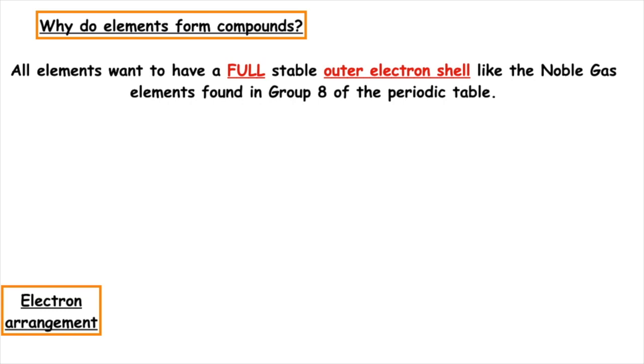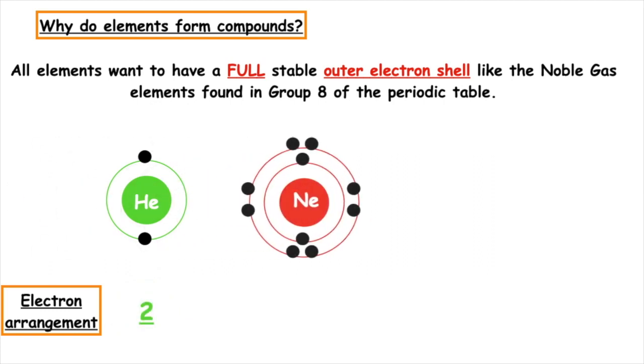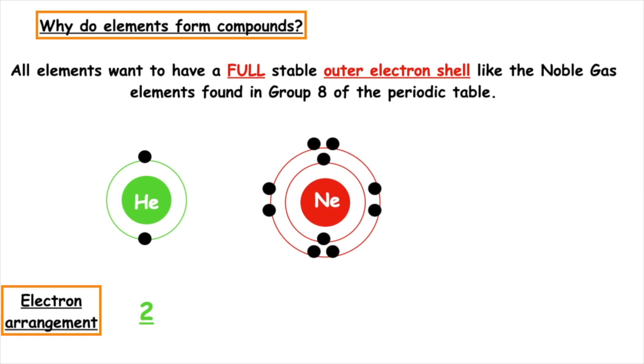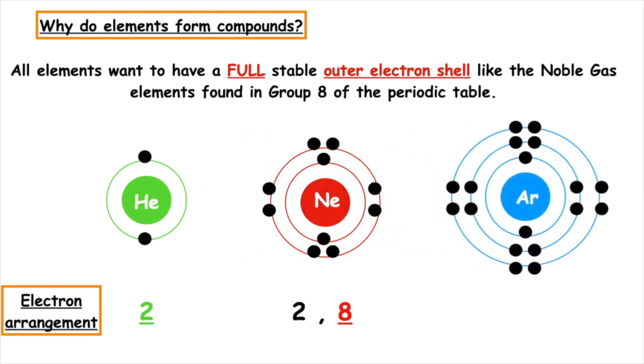If the outermost occupied energy level is the first energy level, it can hold and wants to achieve a maximum of 2 electrons. If the outermost energy level is the second energy level, it wants to achieve and hold a maximum of 8 electrons. If the third energy level is the outermost occupied energy level, it wants to also occupy a total of 8 electrons.